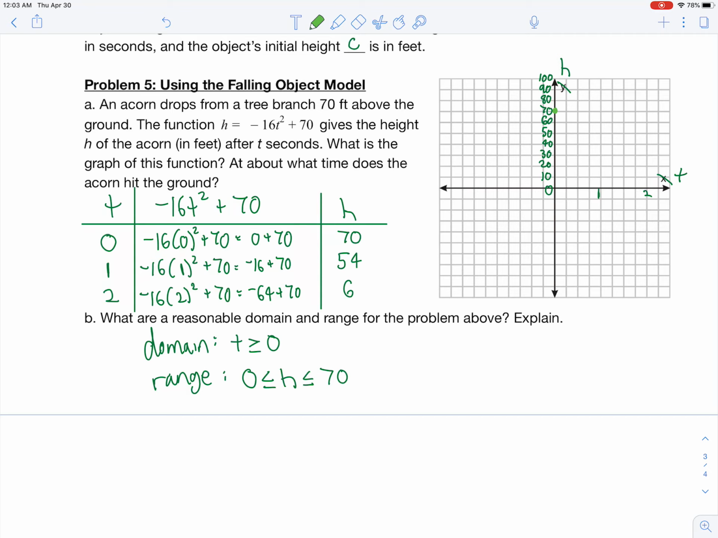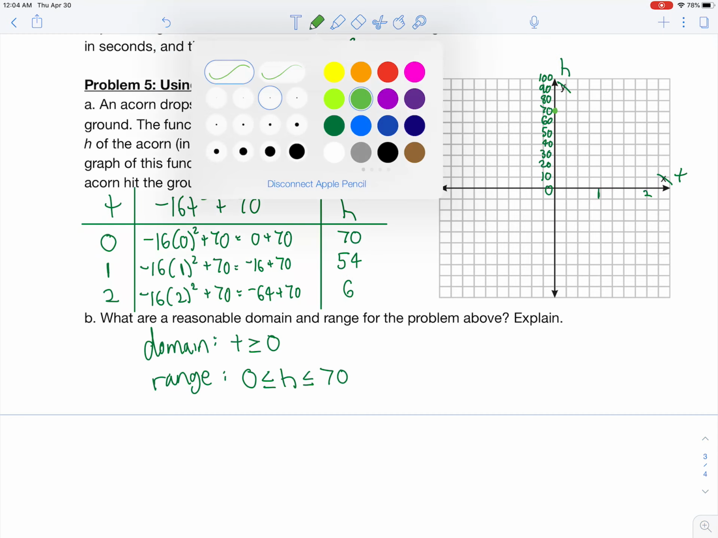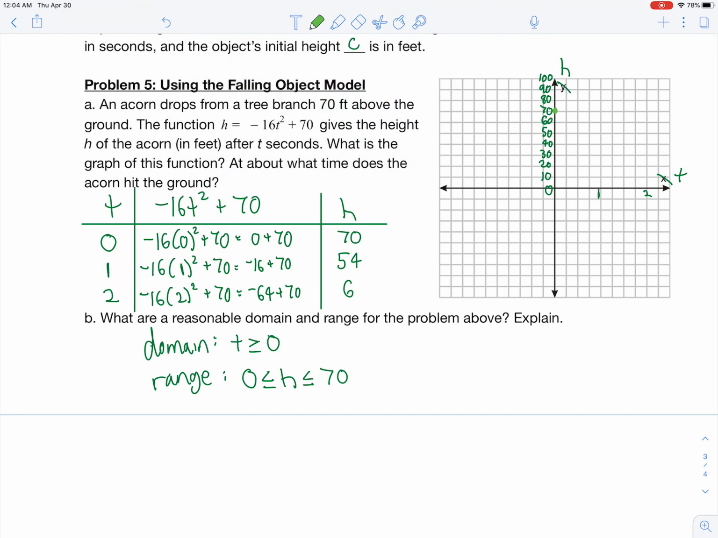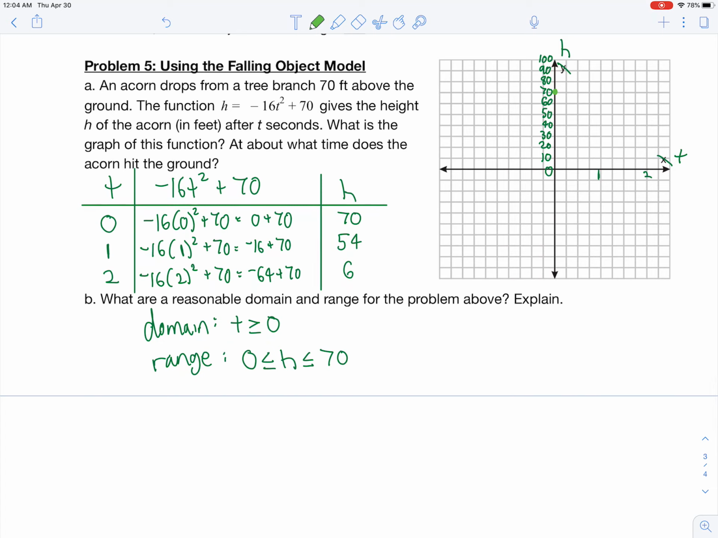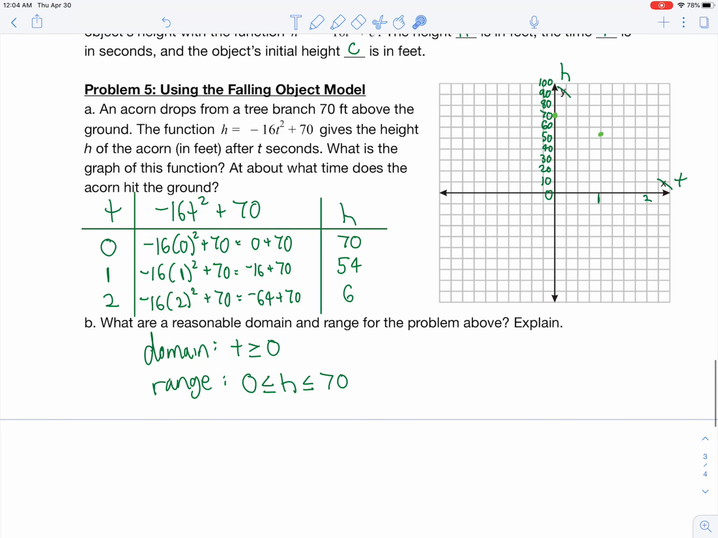If I was going for another point, let's say I just went to the next second, I plug 1 into that same function. When I simplify it, and you could use a calculator if you're getting stuck, I would end up getting 54 as a result. So if that acorn falls for 1 second, I'm left with 54 as a height, meaning that I could plot that on my graph. I think that would go about right here. So I'm at 1 second and I'm at 54 for height. And if I take 2 seconds, again just plugging this into my same function, a calculator would also work, I'm left with 6 for height.